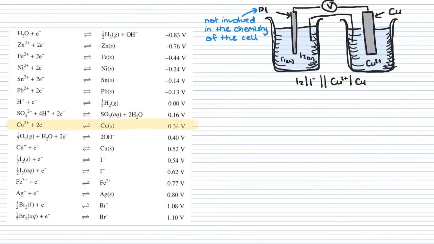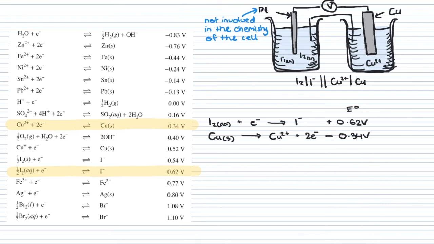Copper is here. Oxidized and reduced versions of iodine solutions are here, meaning iodine is more likely to be reduced. Therefore, copper is oxidized, so we flip it, producing an overall cell potential of positive 0.28 volts. In this example, the copper half cell is the anode, and the iodine half cell is the cathode. Electrons would flow from the copper electrode towards the platinum electrode.